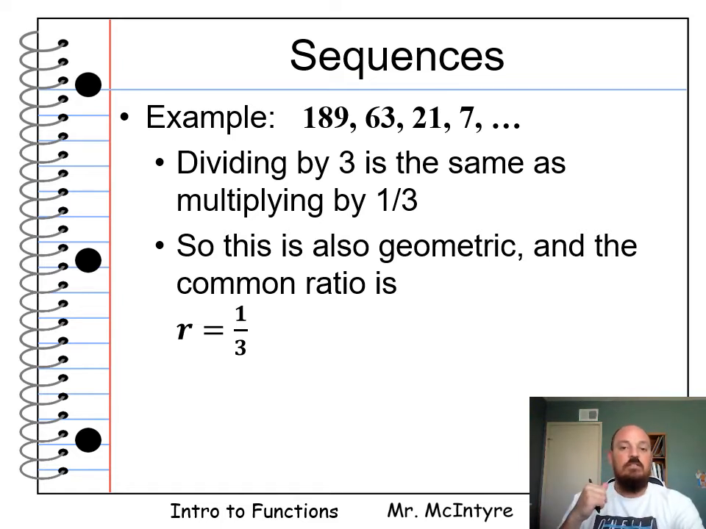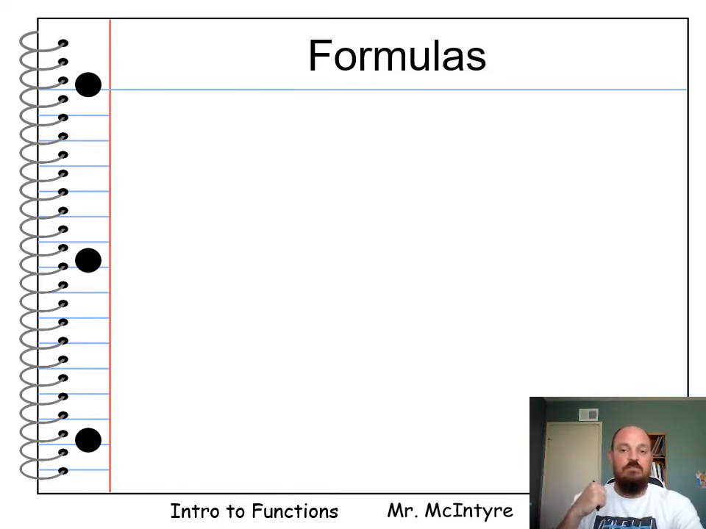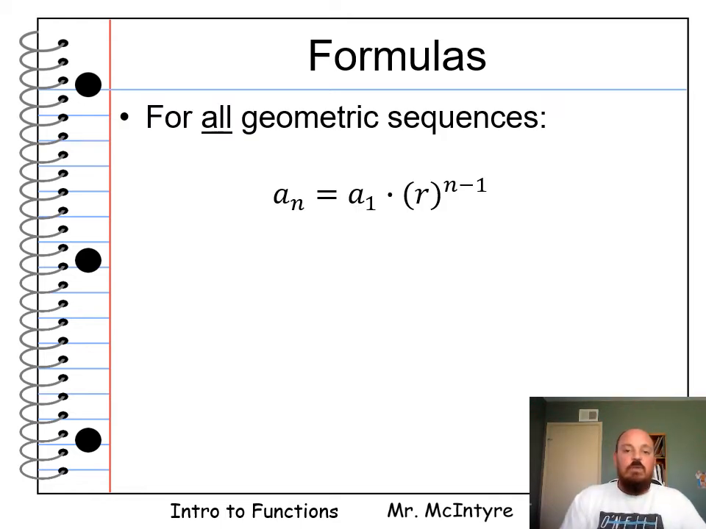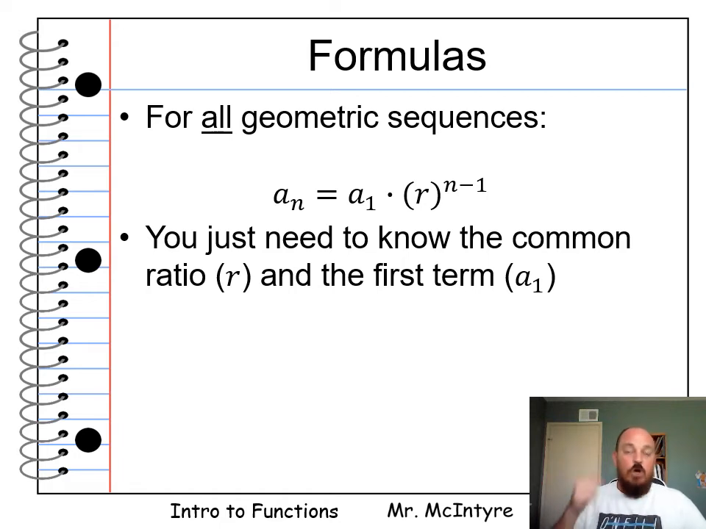All right, so now let's take a look at formulas again, just like we did in the last day of notes. And we have a very common formula again that we're going to use. So we have a_n equals a_1 times r to the n minus 1 power. Now all we need to know is r, the common ratio, and a_1, just like the last day of notes. So as long as you know r, what we're multiplying by each time, and the first term, which you can usually see just by looking at it, we got our formula again.